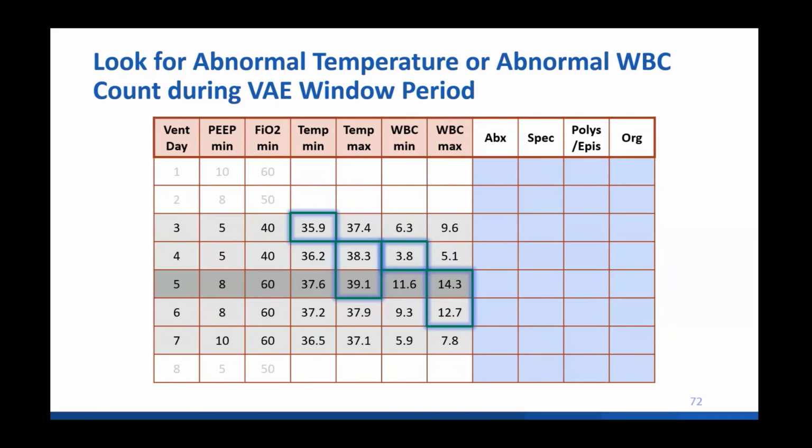Within the VAE window period, there are several instances of abnormal temperature and white blood cell counts that are highlighted. Keep in mind that only one instance of an abnormal temperature or white blood cell count is required to meet IVAC.